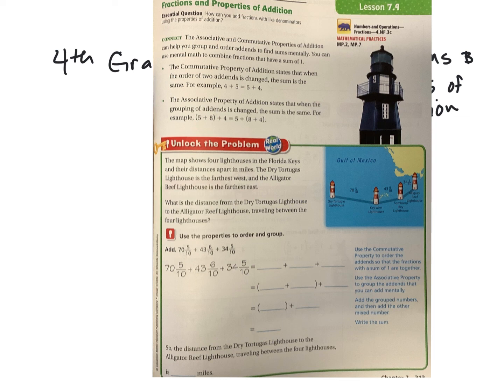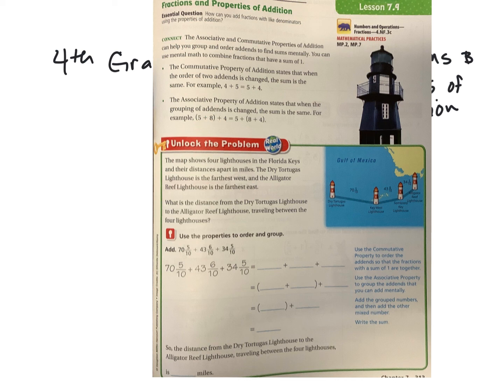Keep that in mind. The other one we want to keep in mind for this lesson is the associative property of addition. That states when the grouping of the addends is changed, the sum still stays the same. For example, 5 plus 8 plus 4, they want us to do what's in the parentheses first. 5 plus 8 is 13. Add 4 more: 14, 15, 16, 17.